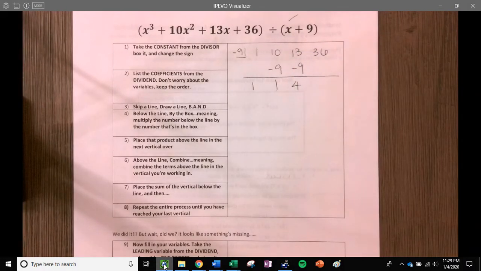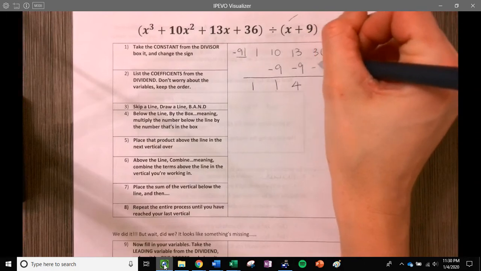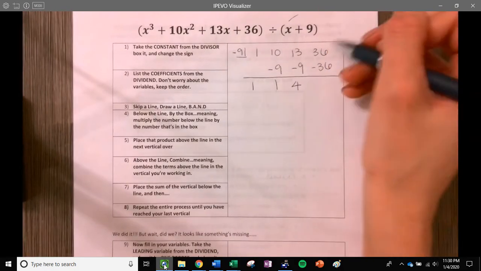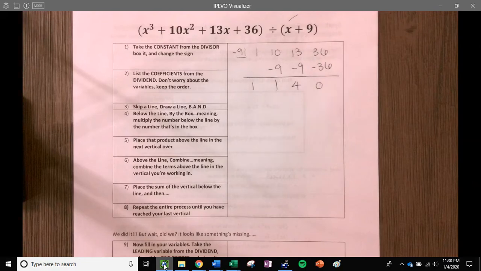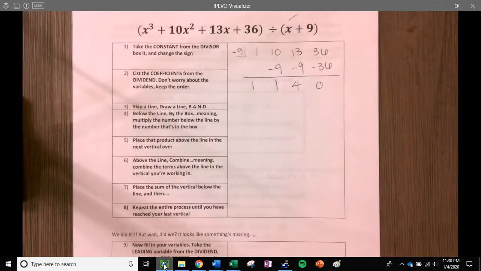All right, below the line, we multiply it by the box. What is negative 9 times 4? It's negative 36. 36 minus 36 is 0. Okay, cool. So are we done?